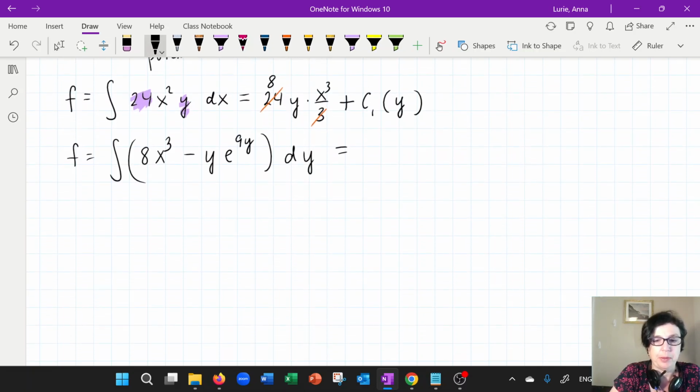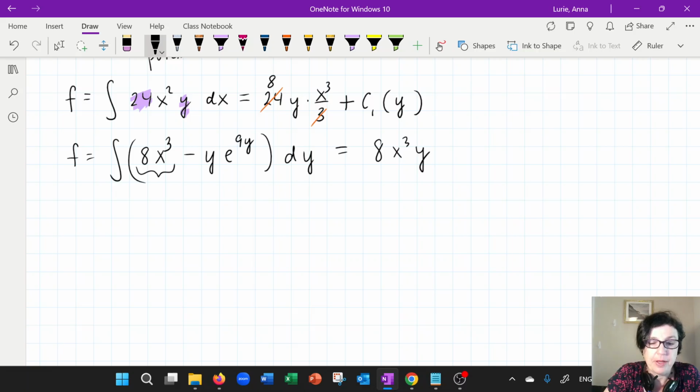Let's do each part separately. 8x cubed, when we integrate it with respect to y, well, it doesn't have a y, so it's just a number. How do we integrate a number? And don't tell me that's 0, because it's not. This is an integral. We're going to multiply the number by y.